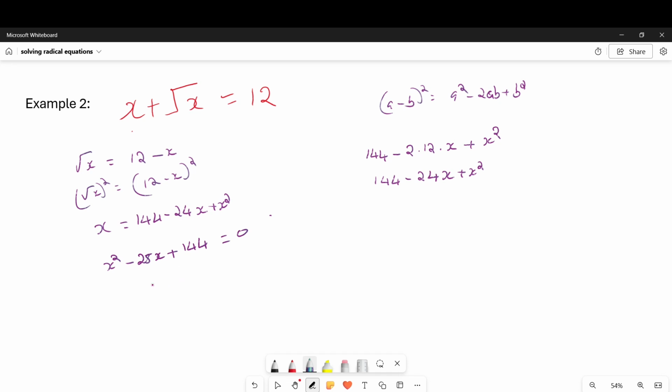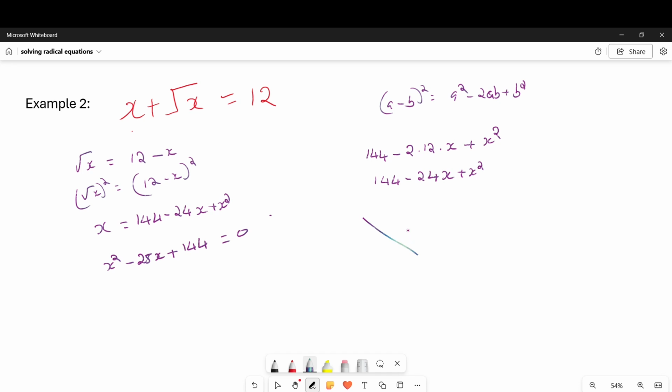So now we need to find the values of x. Here there is no need to apply the quadratic formula; we can just find it by factorization. So we need 2 numbers. When we multiply the 2 numbers, we need to get positive 144, and when we add the 2 numbers, we need to get minus 25.